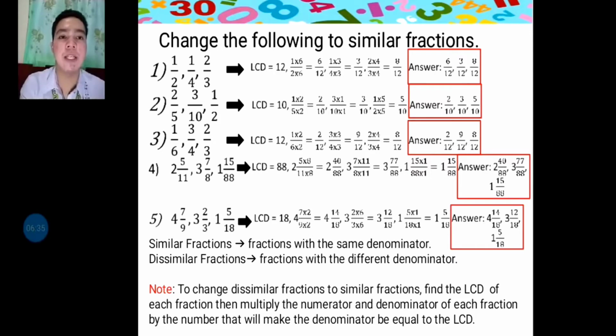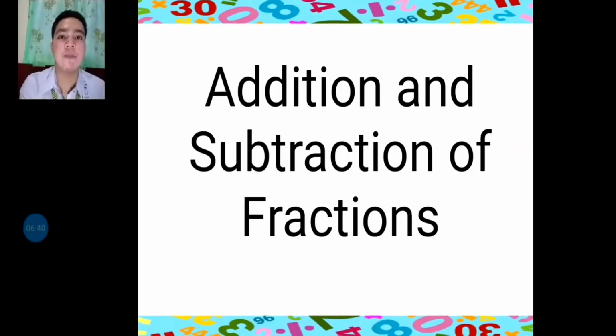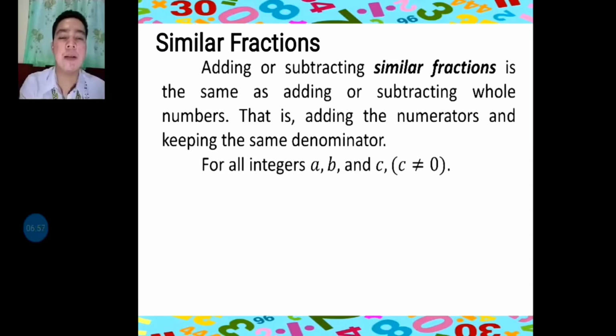Now, let's proceed to addition and subtraction of fractions. So here, you are able to use changing dissimilar fractions to similar fractions. First, what if our given is similar fractions? This will be your process or steps. Adding or subtracting similar fractions is the same as adding or subtracting whole numbers. That is, adding the numerators and keeping the same denominator. So all you have to do is add the numerators, then copy or keep the same denominator. That is for similar fractions.